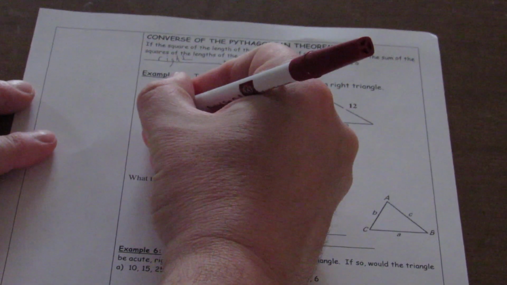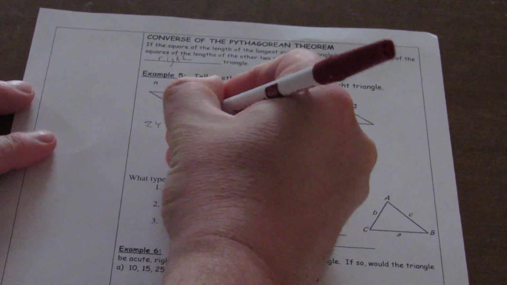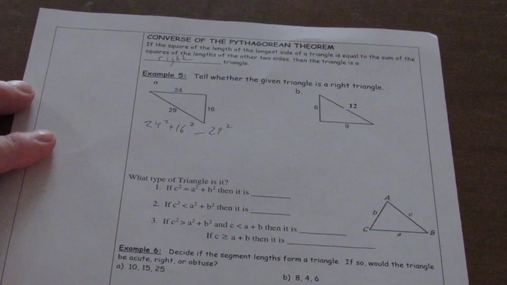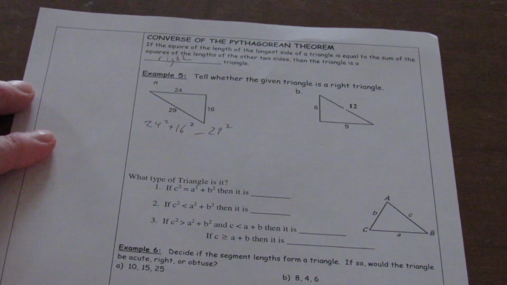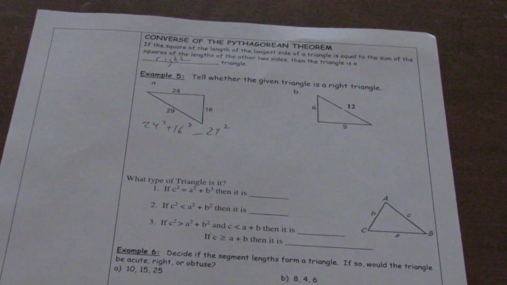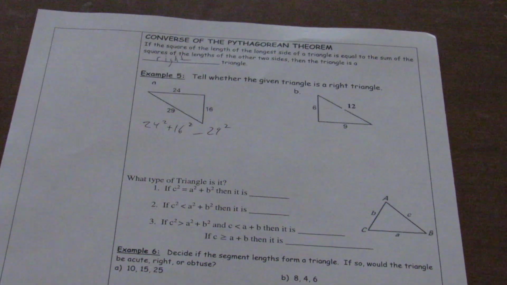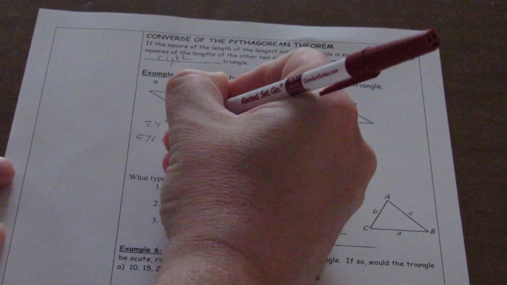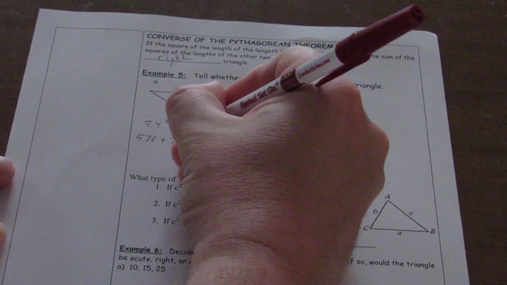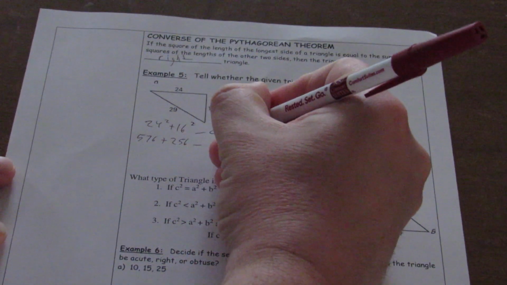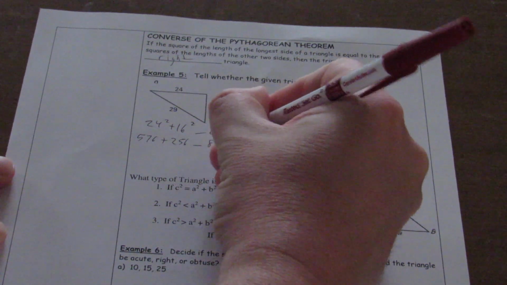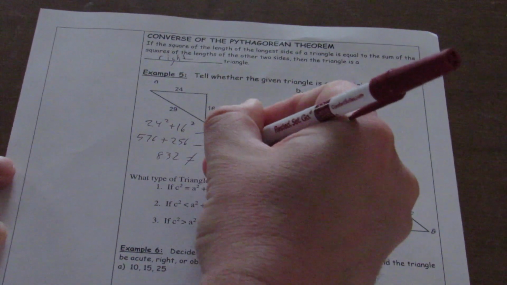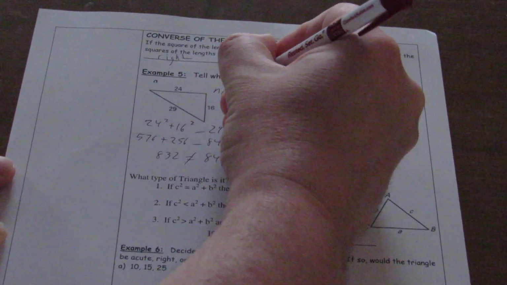So on example 5a, I have 24 squared plus 16 squared, and I'm comparing that to 29 squared. So 24 squared is 576. 16 squared is 256. And 29 squared is 841. So I have 832, which is not equal to 841. So this is not a right triangle.